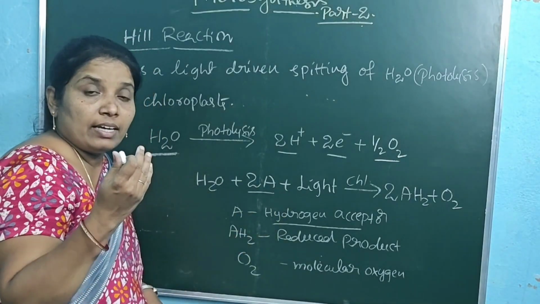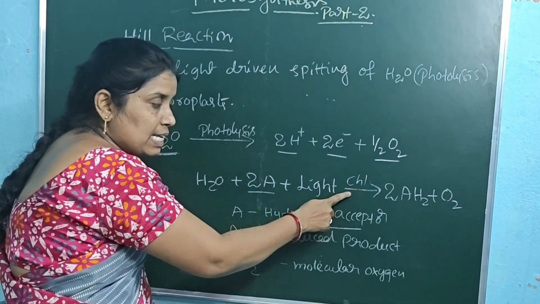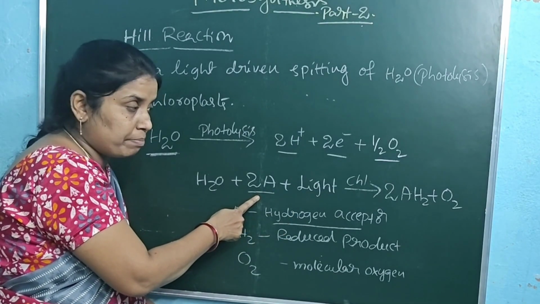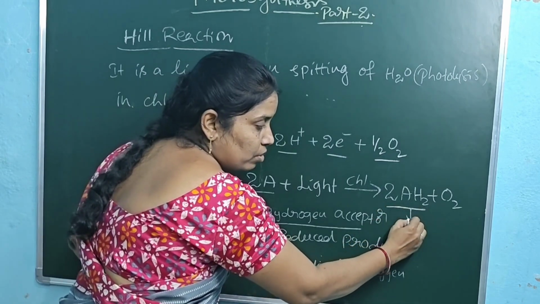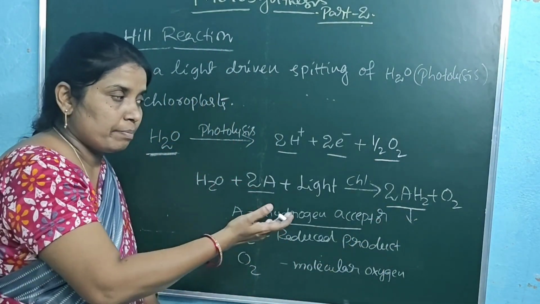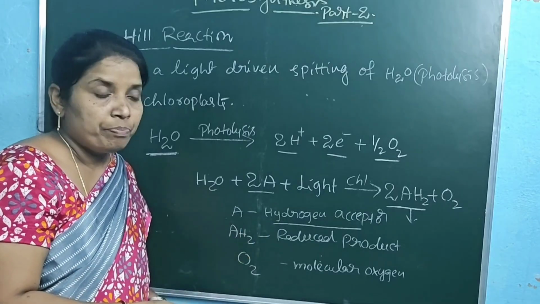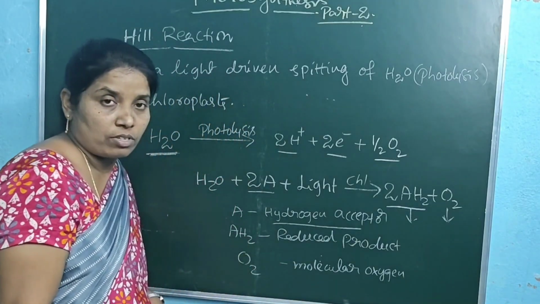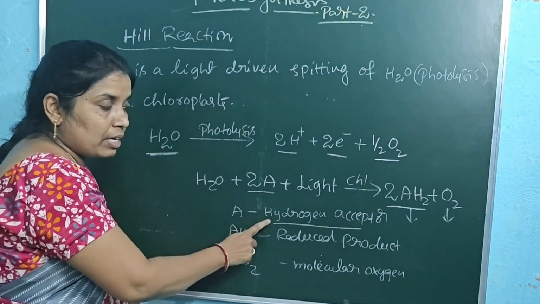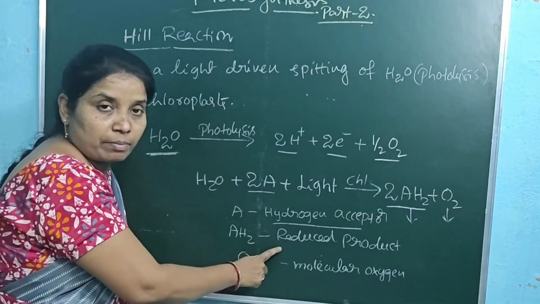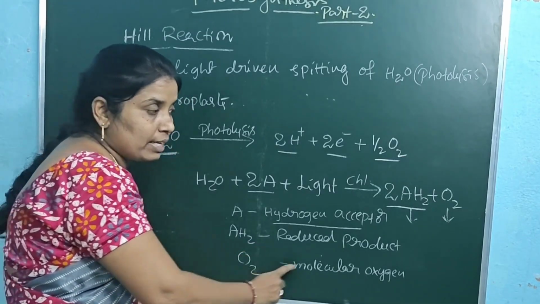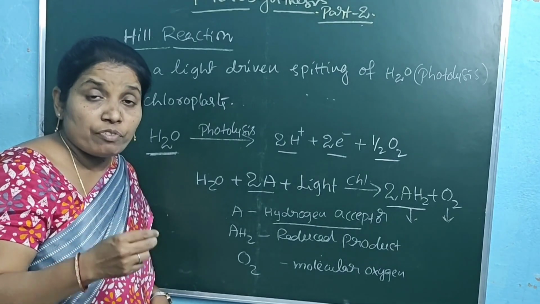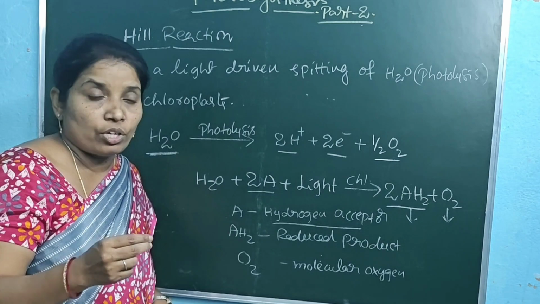Okay, so when he placed isolated chloroplasts in the light in presence of an artificial hydrogen acceptor, he got the reduced product. So you can say simply that is a glucose or a carbohydrate. Okay, so he got the reduced product and reported the release of oxygen, molecular oxygen. So A is nothing but hydrogen acceptor, 2AH2 is nothing but reduced product, and O2 is molecular oxygen that is released in this reaction. He proved that in absence of CO2 also there is evolution of oxygen.